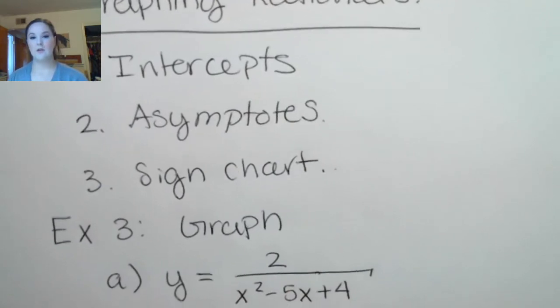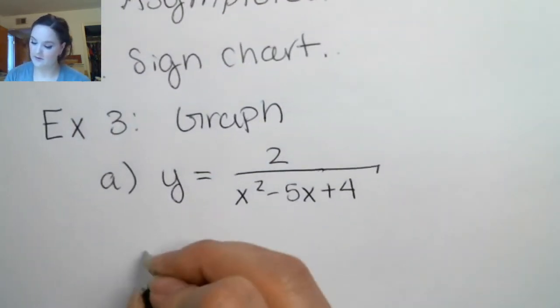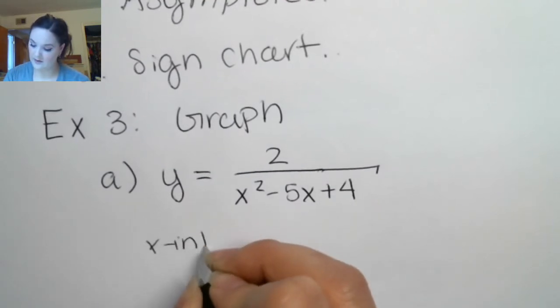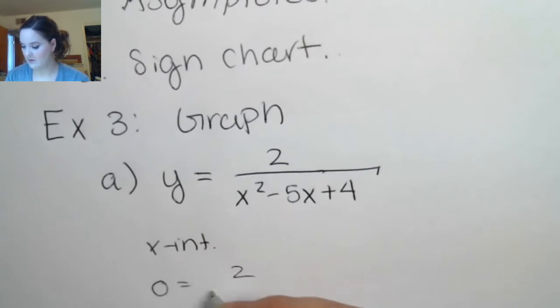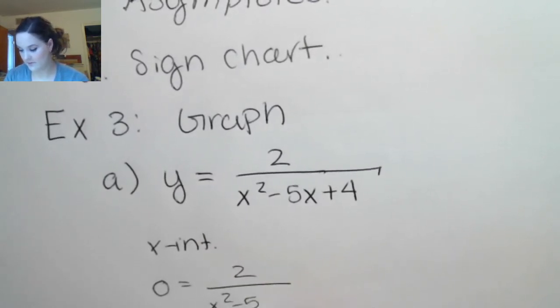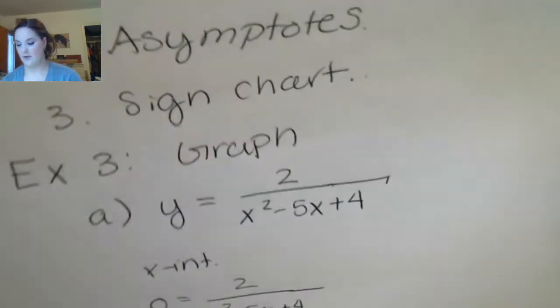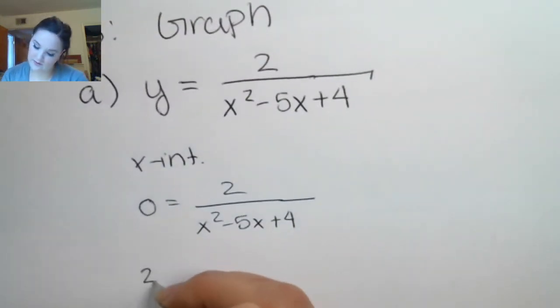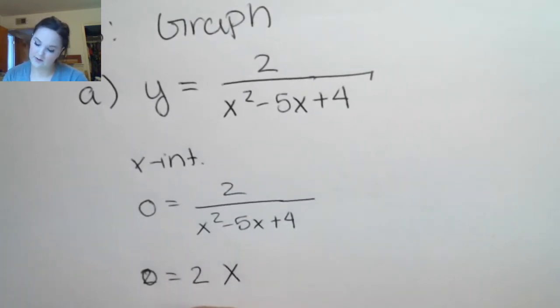Okay, so the first thing we're going to do is find the intercepts. So to find the x-intercepts, we would set y equals 0, which would leave us with 0 equals 2, which is false. So that means there are no x-intercepts.